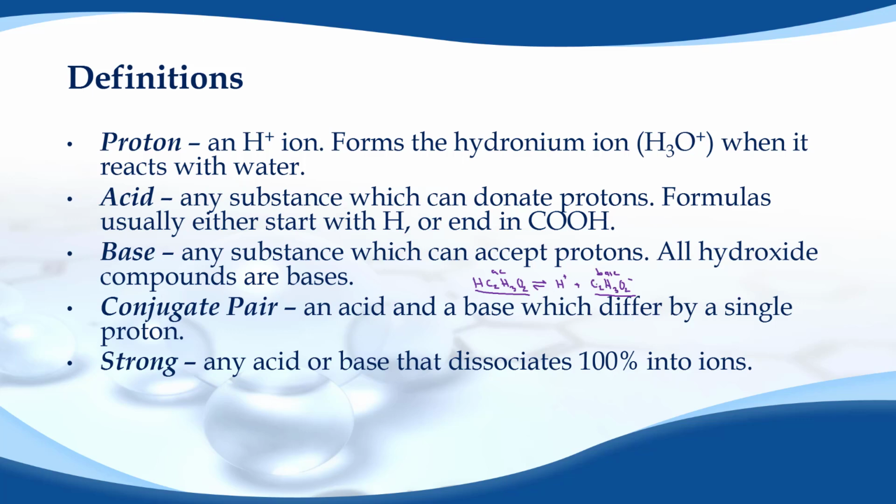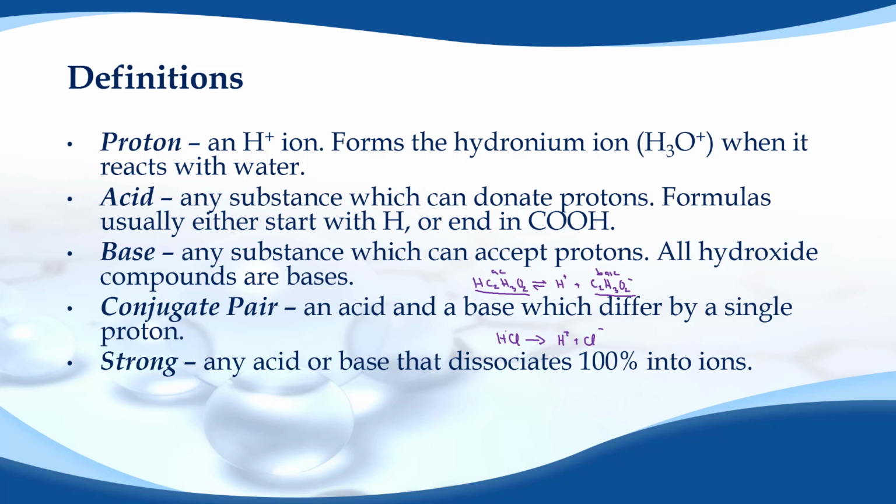For a strong acid like HCl, HCl will completely go, so just the regular completion arrow, into H+ and Cl-, always. Right, so strong acids, 100% dissociation, weak acids, less than 100%.